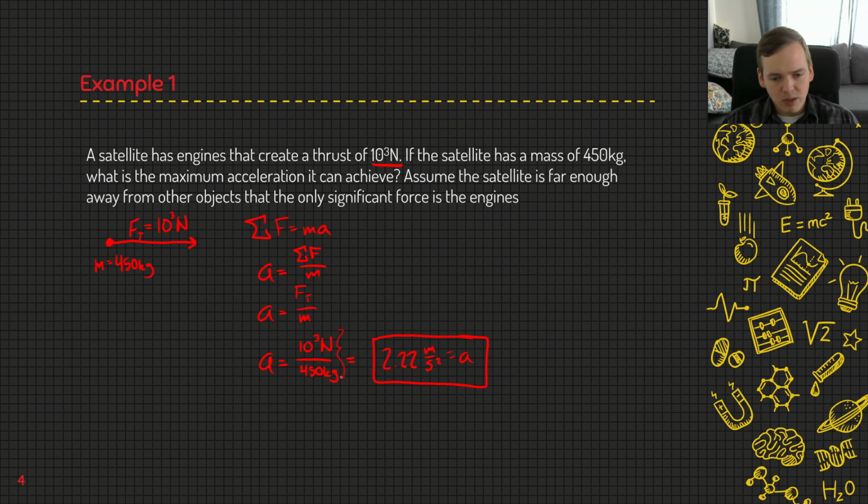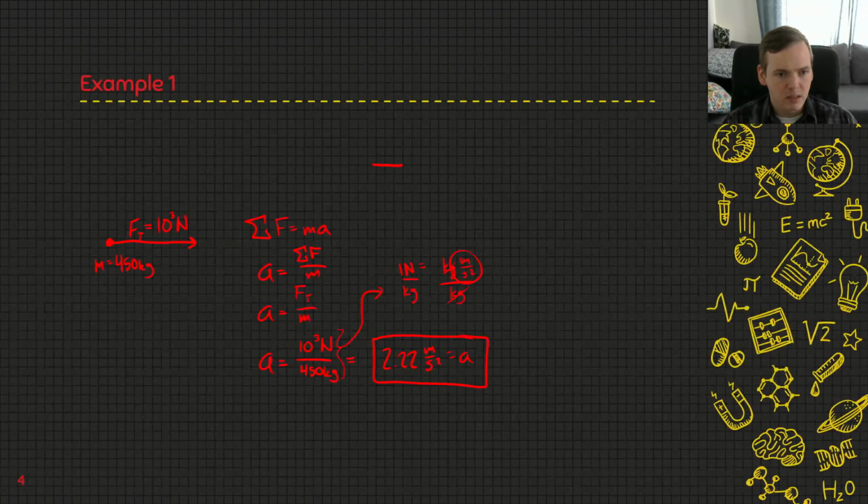Double check our units here real quick. 1 Newton over kilograms is equal to 1 kilogram meter per second squared divided by kilograms. So we see that the units are in fact meters per second squared. So that's using Newton's second law. Let's look at a slightly more complex example next.